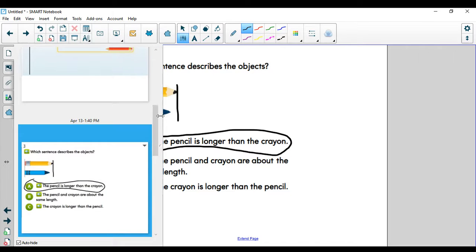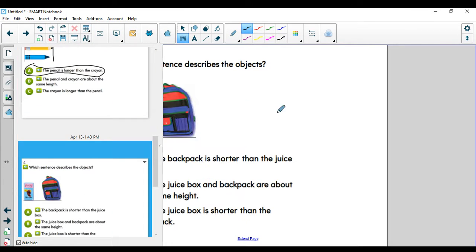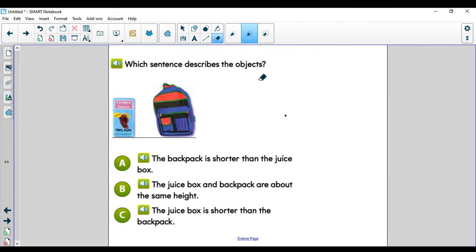Let's look at another problem and directly compare. We have a book bag here and a grape juice box. It says, which sentence describes the objects? So what do you think would be our best answer? The backpack is shorter than the juice box. The juice box and the backpack are about the same height, or the juice box is shorter than the backpack. You can see that when we're directly comparing, we look at two objects. We're using this line as our starting point. Both objects are sitting on that line.